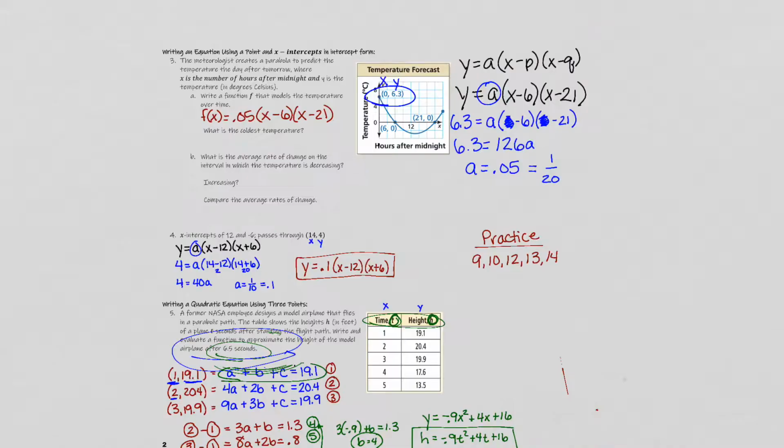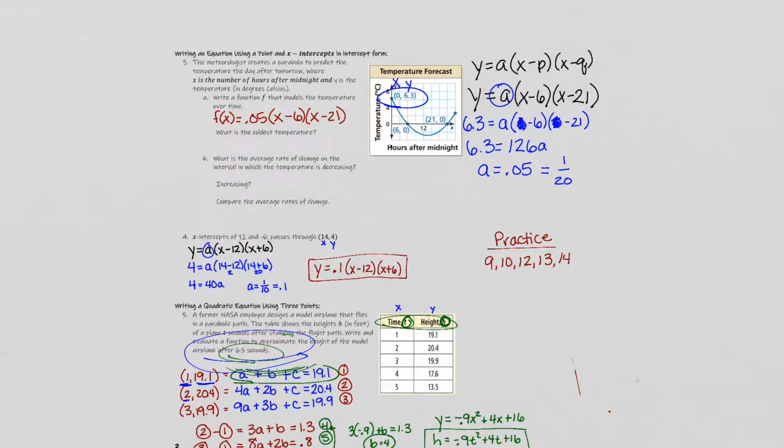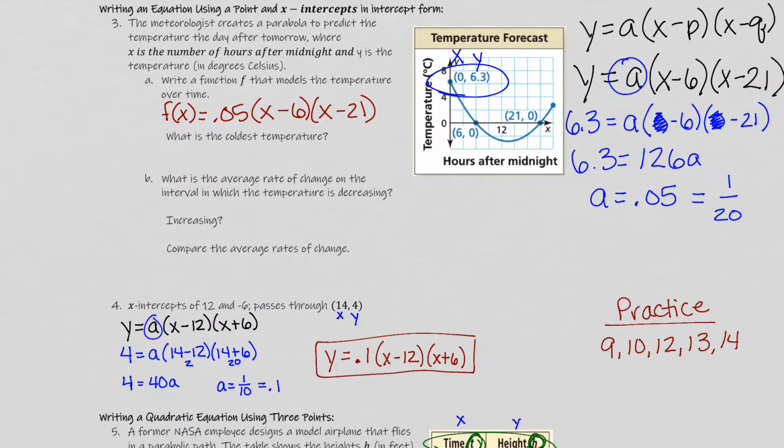And then if we go to number 3, let's finish number 3 in the notes because that was another one that used the equation we found. So it wants to know what the coldest temperature is, okay? So that's using our vertex, which we don't know. We haven't been given that vertex, but we can find it.